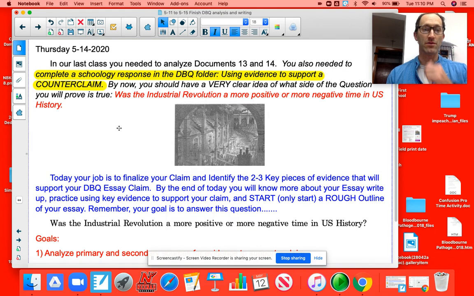Let's move on to daily news. In your last class, I wanted you to identify positives and negatives from documents 13 and 14. You also needed to complete a Schoology task called Using Evidence to Support a Counterclaim. So this was practice number 2. Before that, you used evidence to support a claim. By now, you should have a very clear understanding of what your stance will be on this question. Was the Industrial Revolution a more positive or more negative time in U.S. history?